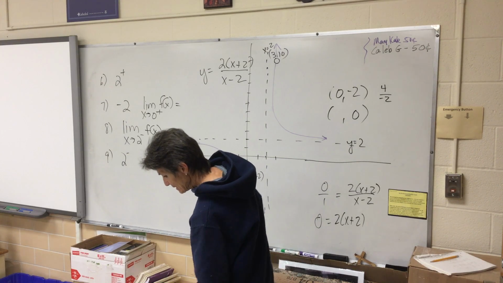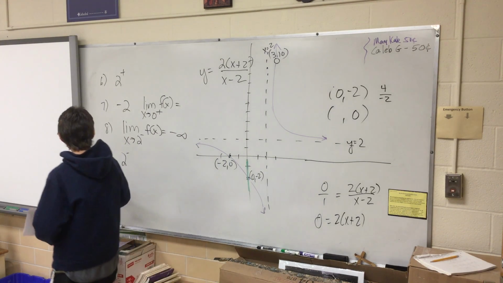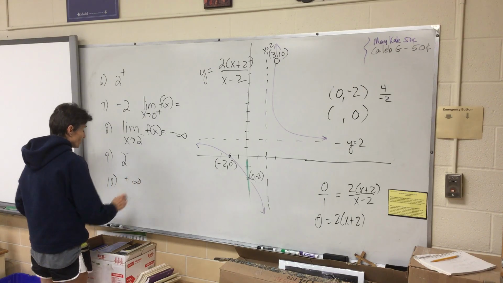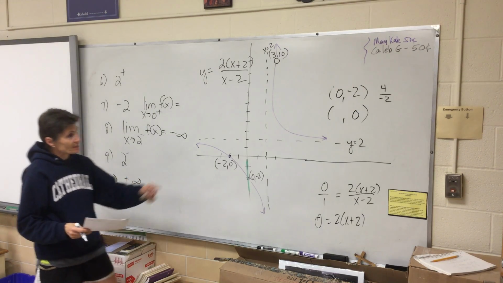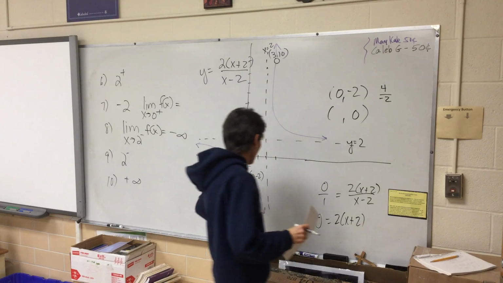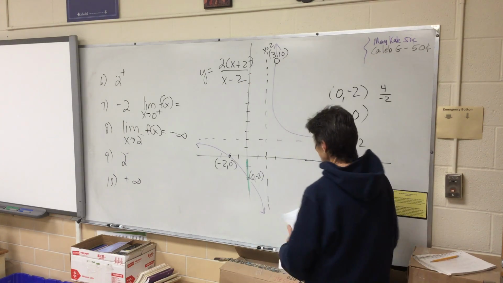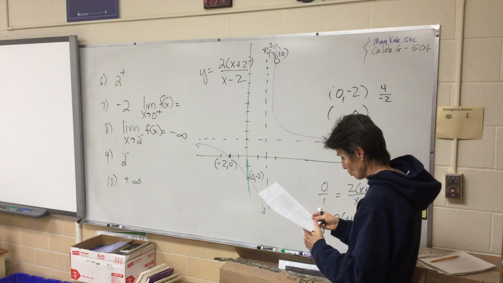Like a positive infinity? Yep. So number 10 is positive infinity. The curve is going up. It's shooting up into space. On this side, it was shooting down into space. So we said negative infinity for this one.